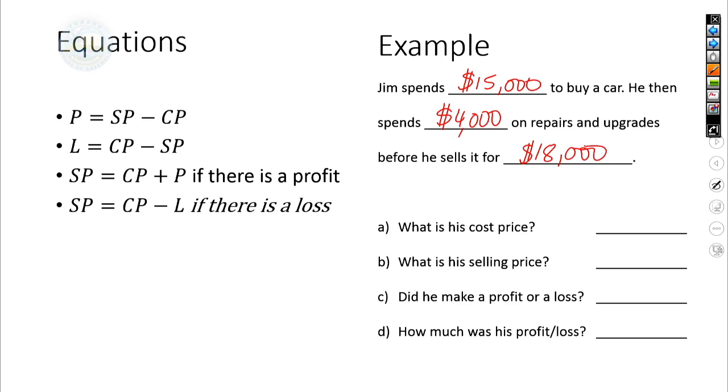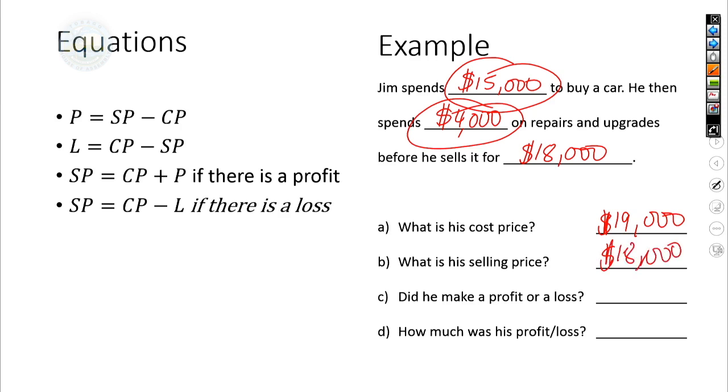Let's go. What was his cost price? Well, this is how much it costs to obtain it, 15 grand. But then to upgrade it and maintain it, it costs the next 4 grand. So in all, it would have cost him, to the point of selling, $19,000. And then he came and sold it for $18,000. So did he make a profit? No. In fact, he lost money. He made a loss of how much? The difference, which is $1,000.